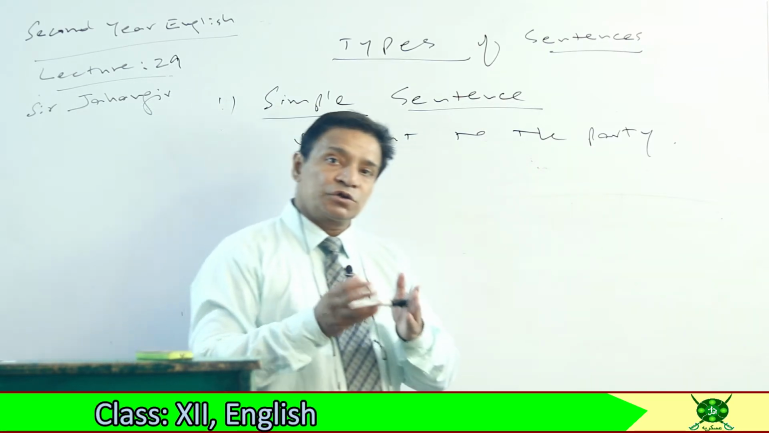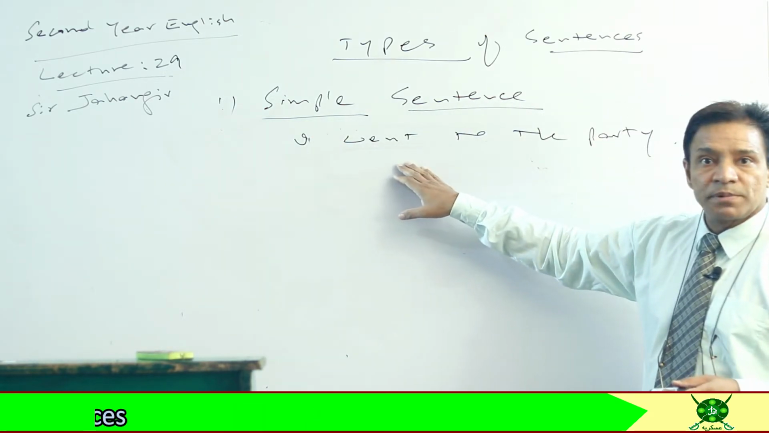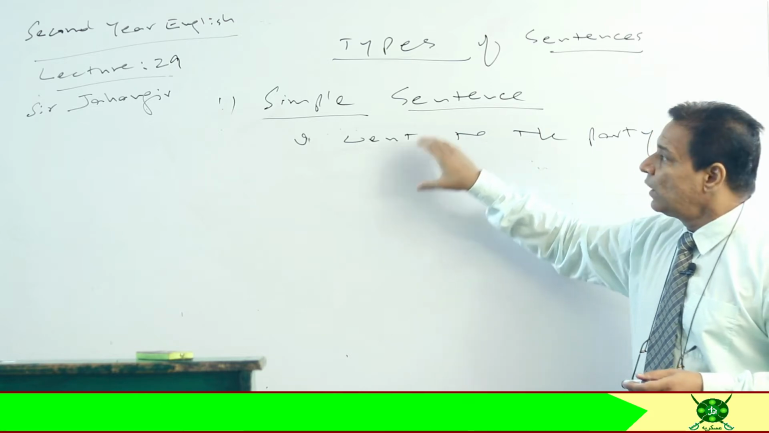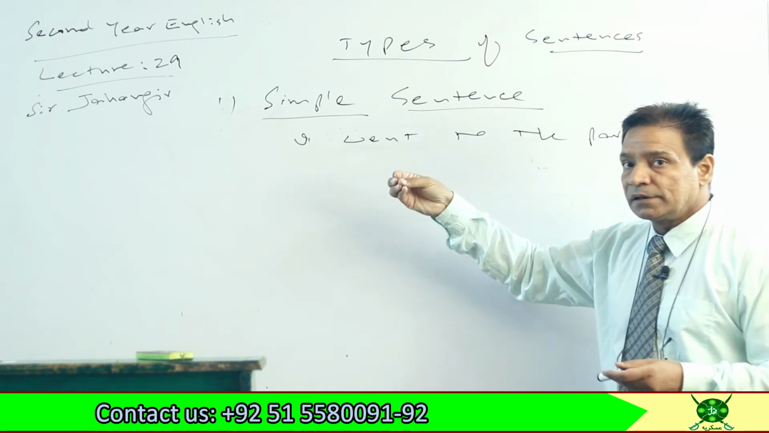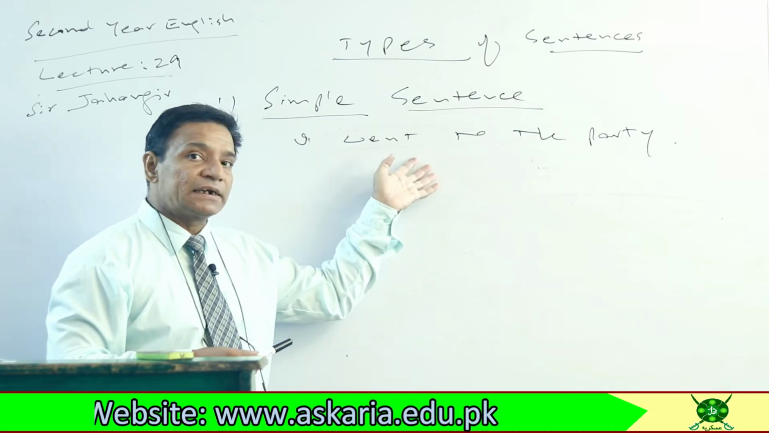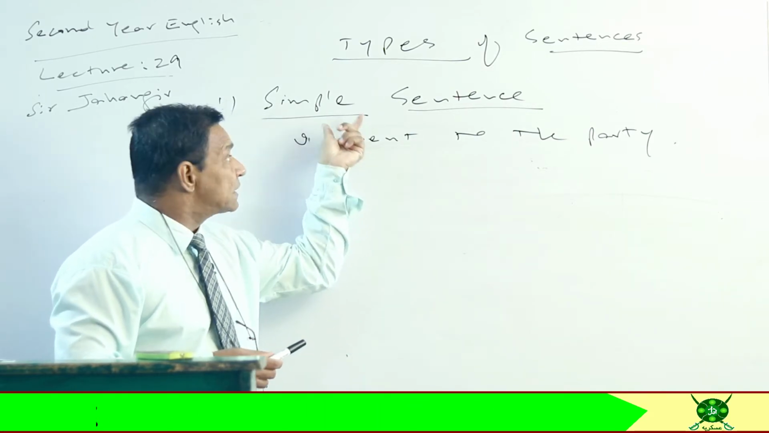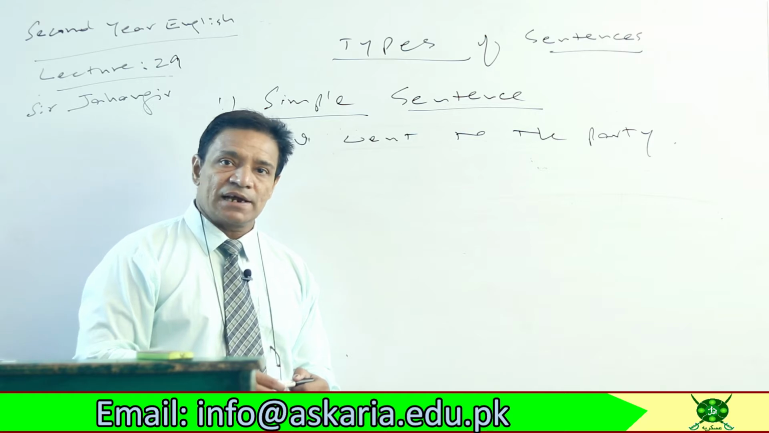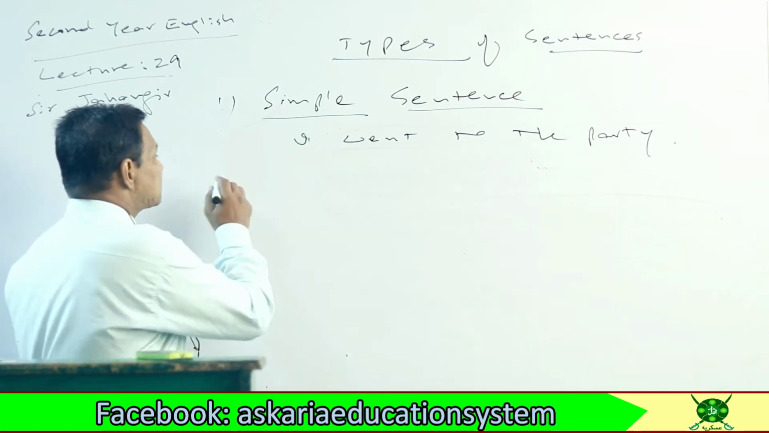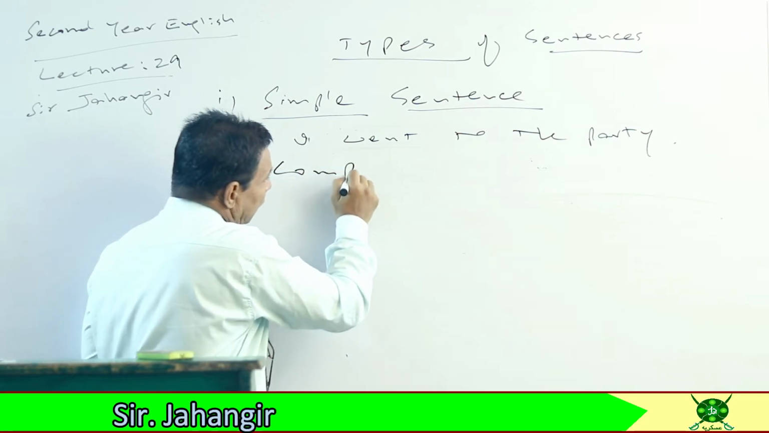I went to the party. It's a simple sentence. Only one verb is mentioned here. If there's one independent clause, we cannot call it a clause because it's not a part of a bigger sentence, but one complete sentence with one verb is called simple sentence. The second type is compound sentence.